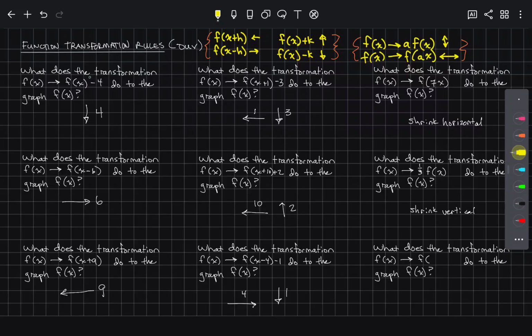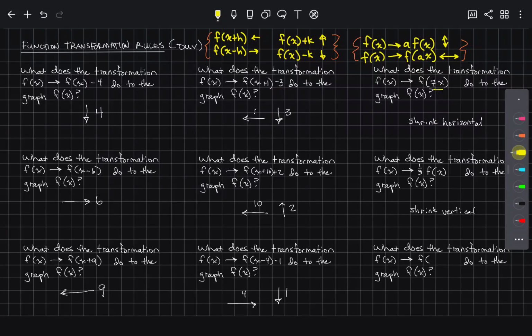So you can see here, I'm going to use yellow, that nothing is happening to x. It's all on the outside, so it's moving downward 4. On this next one we have something being added to x. Plus 1 would mean that it's moving left 1. I know that seems counterintuitive, but whenever we have a function and something is being added, it's going to be moving it to the left. On the outside it's moving downward 3.